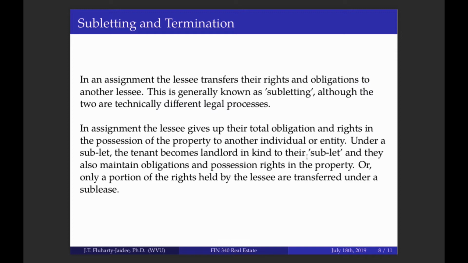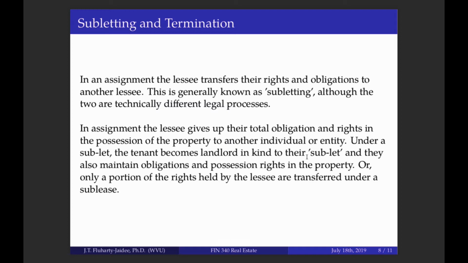A sublet is where you remain the lessee of the contract, but you allow someone else to take possession of the property or enjoy your rights in the lease. But you still remain obligated to the landlord, you don't transfer that obligation, and you still have possession rights. The sublet is somebody who is below you. So they answer to you and you answer to the landlord. In a sense, you become the landlord of the sublet, and you have a landlord on the property itself.